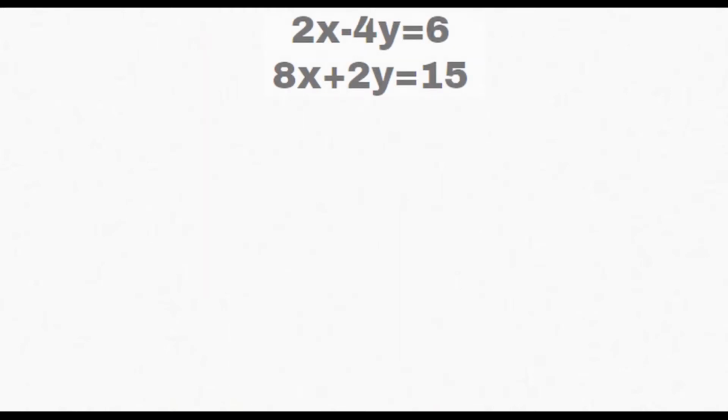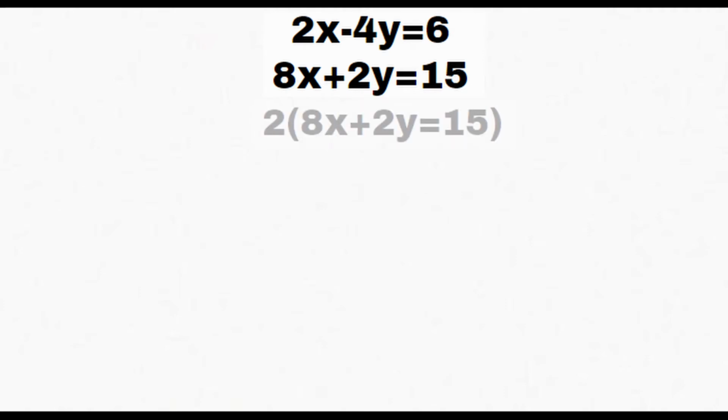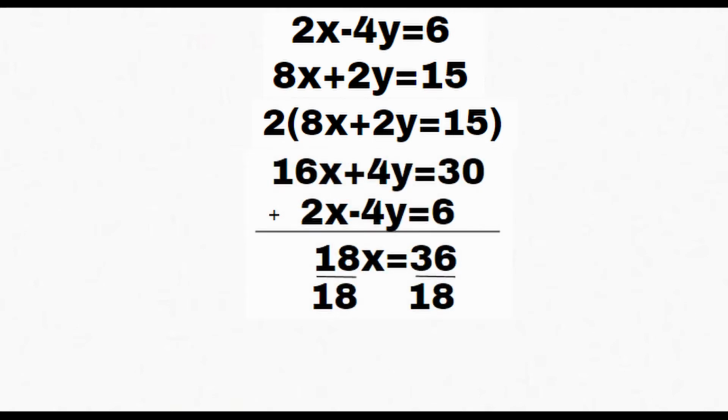To do this, we would match negative 4y and positive 4y together, so when they are combined, they cancel out. To do this, we must multiply the bottom equation by 2. Then we can combine both of the equations to get 18x equals 36, then solve it normally. We would get x equals 2.